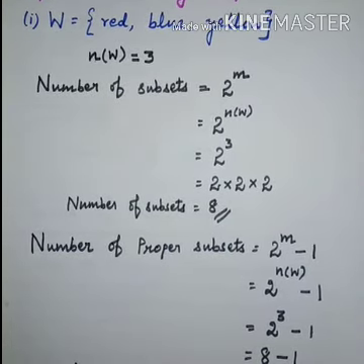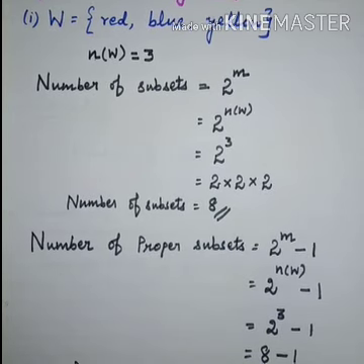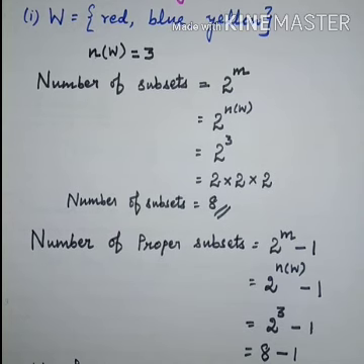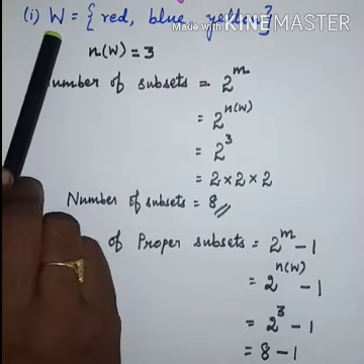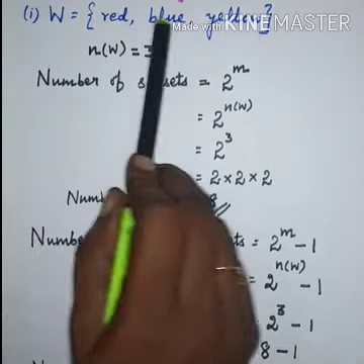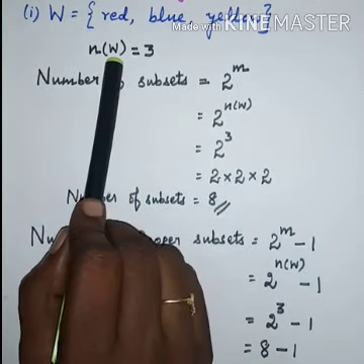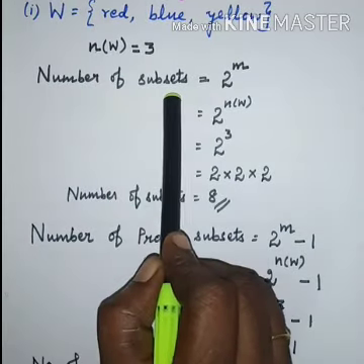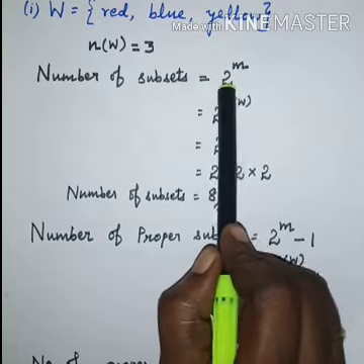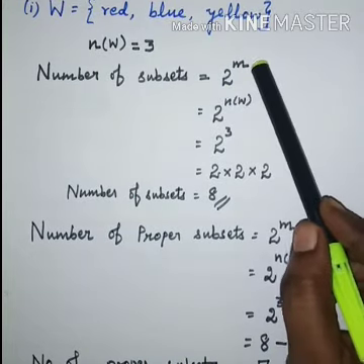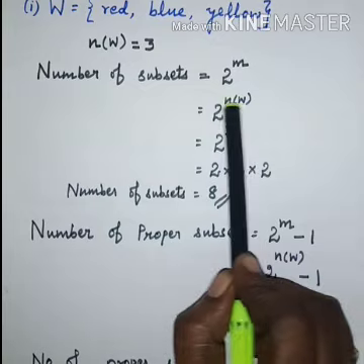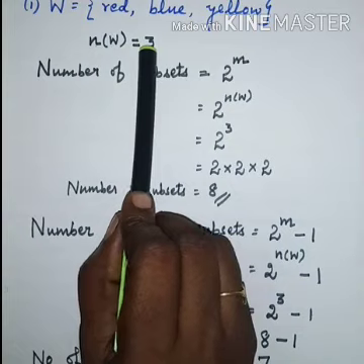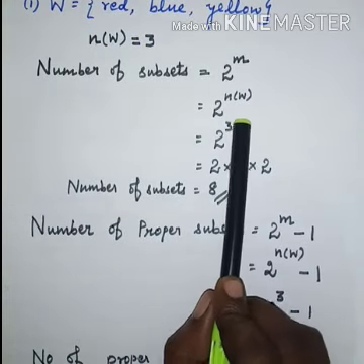I repeat it once again. In the 9th sum, we have to find the number of subsets and the number of proper subsets of the following set W. In this set W, we have 3 elements. So the number of elements in the set W is equal to 3. We have to find the number of subsets. The formula is 2 power m. m is nothing but the number of elements in the set, n(W), which is 3 here. So 2 power 3.